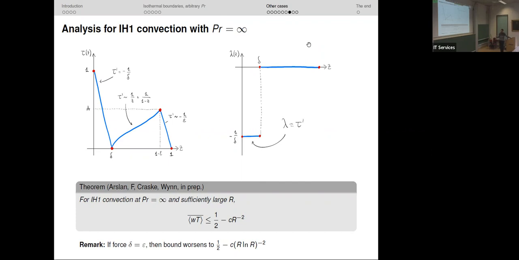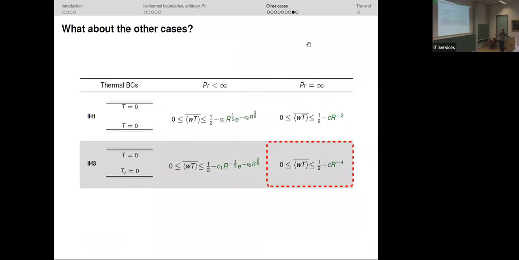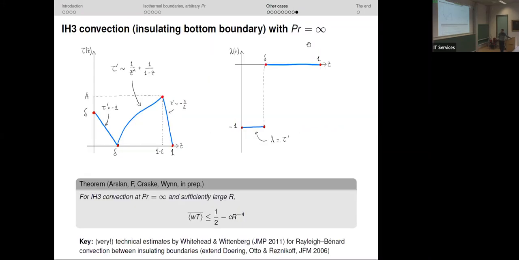So the final thing I would like to do, and then perhaps we can go for lunch, is tell you what changes when the boundary at the bottom of the domain is insulating. And in this case, we pick up again this constraint that the lambda function has to be constrained by -1. So the slope in tau of the boundary layer has to be -1. We can't have a steep boundary layer. And that's the main reason why we have a different power.